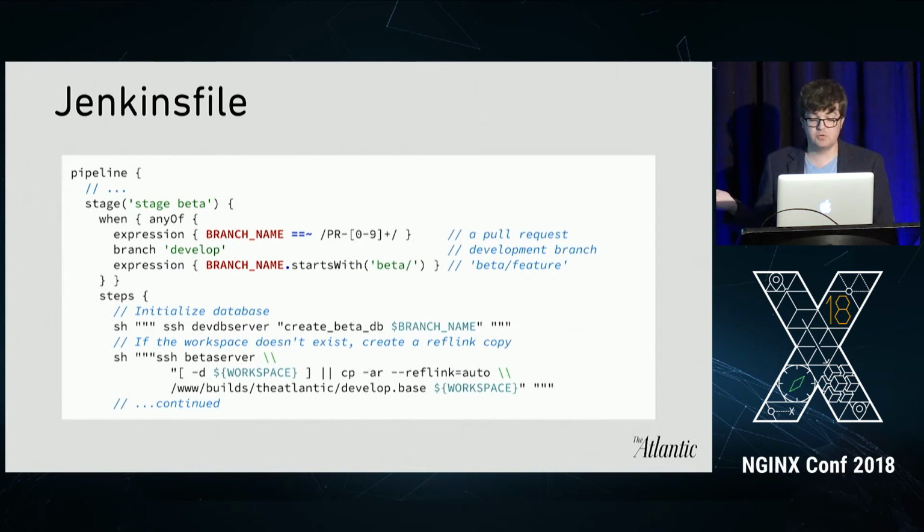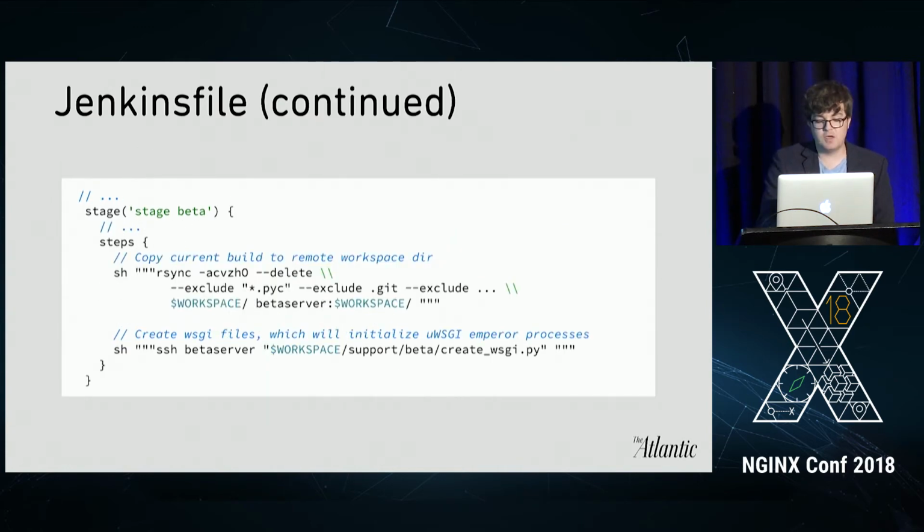So the first step is to run a script over SSH that creates the beta database. There's logic in this script so that databases are only created for named betas, i.e. the ones that begin with beta /, and then only if the database doesn't exist yet. Next, it creates a reflink copy of a base workspace. This is a technique to save disk space, and I'll touch more on that in a moment.